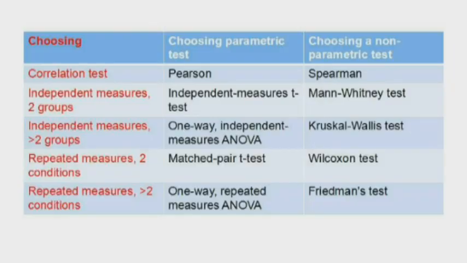If you want to execute correlation analysis, for a parametric test, you use Pearson's product moment correlation coefficient, and for the non-parametric test, you use Spearman's rank correlation.